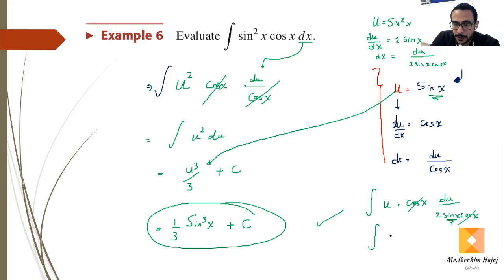Okay, and then the integral of u over 2 radical u du. Yes. The integral, keep the half outside, and then u over u power half. So u power 1 over u power half du equals 1 half the integral of 1 minus half, which is 1 half, radical. Plus 1 gives 3 over 2 over 3 over 2.